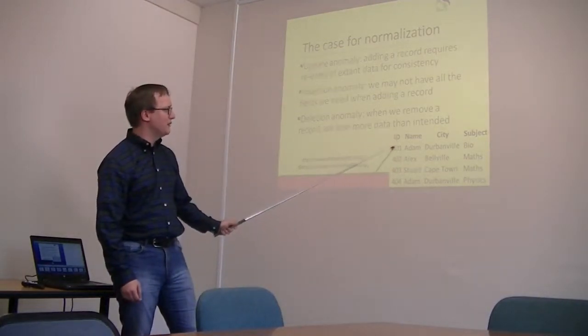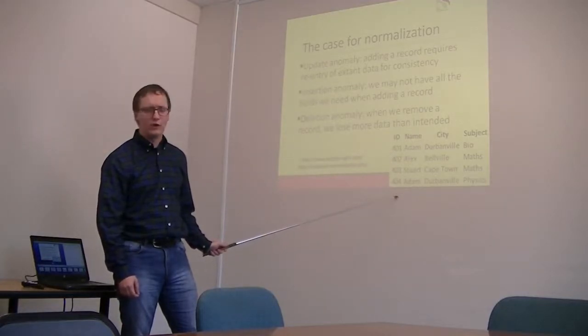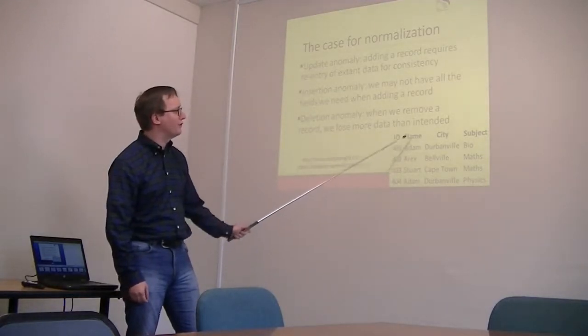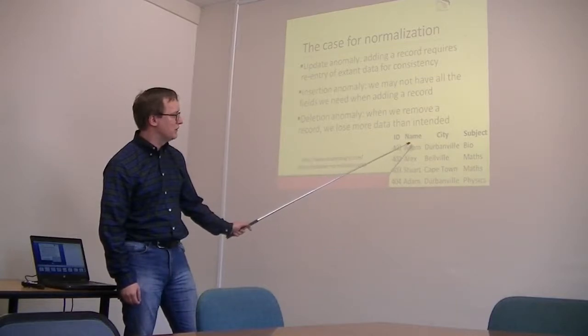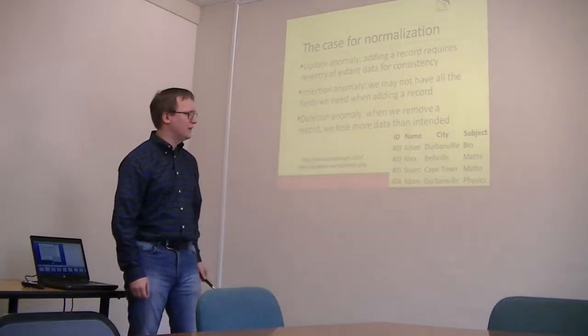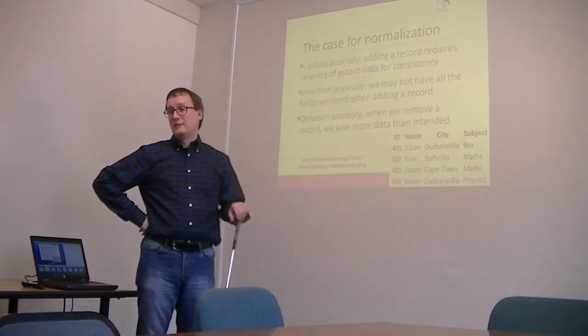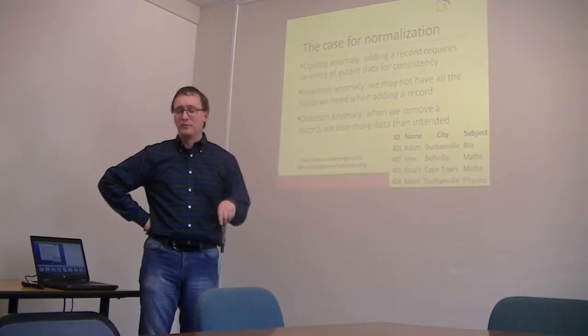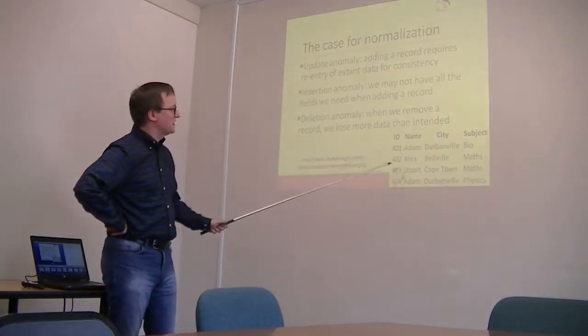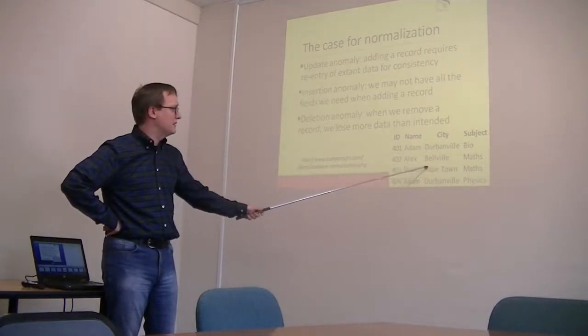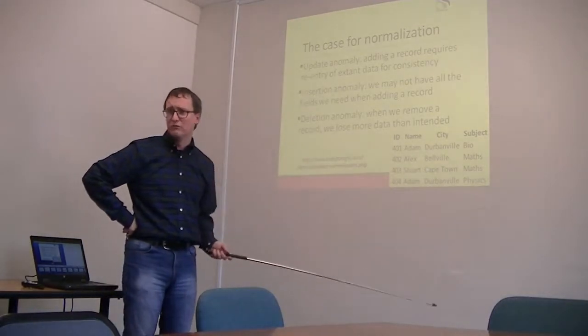I have an identification number for each row here, 401 through 404. I have the name of a student: Adam, Alex, Stuart, and Adam. Well, this is obviously a sexist table, I'm sorry. We could just read this as Sarah, if you like. Sarah from Cape Town rather than Stuart from Cape Town. Is that okay? All right.